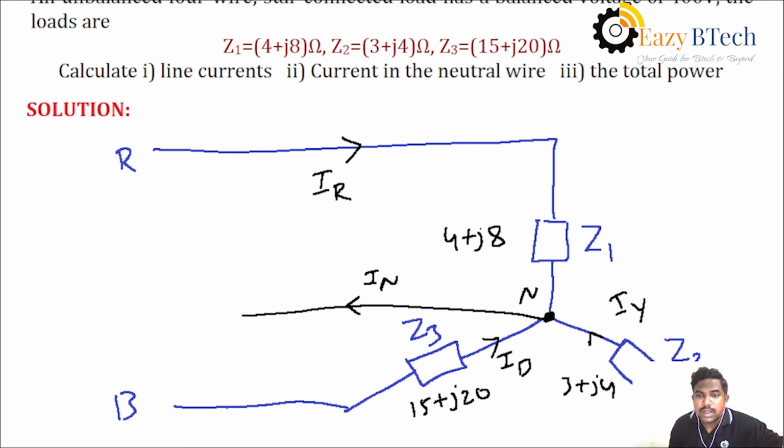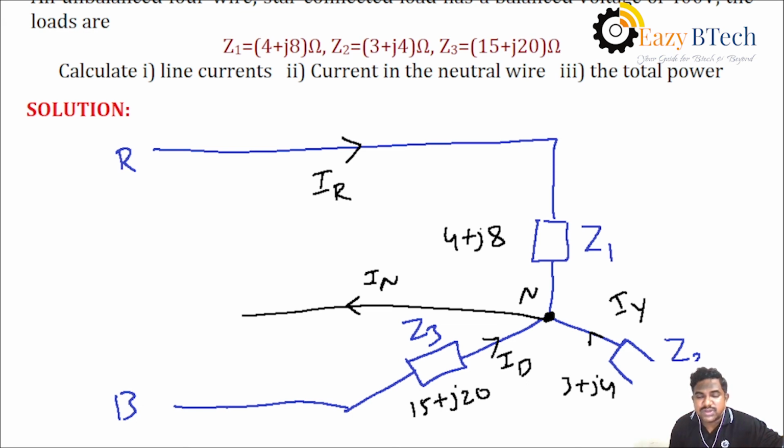Then if you want to find the apparent power, you know the formula: root 3 VL into IL. But here the star is an unbalanced load. That's why we are finding the current in each phase. All the current values are not equal. That's why we are finding the power loss in each phase. That is, in R phase, what is the power loss in Z1, in Y phase, what is the power loss in Z2, and in B phase, what is the power loss in Z3? Then by adding all power losses, we will get the total power loss in the corresponding star connected unbalanced load.